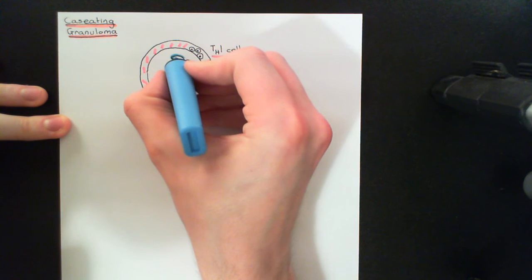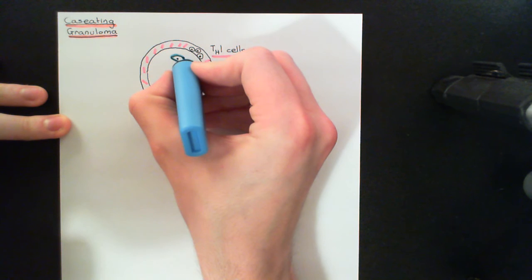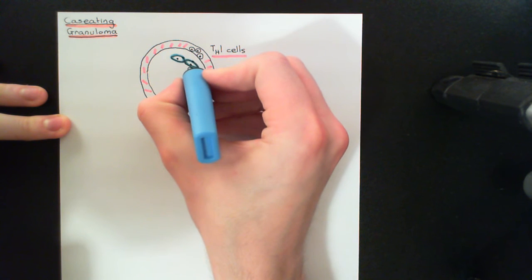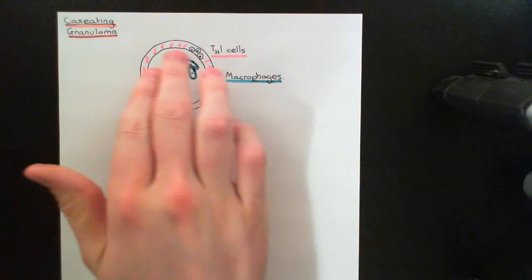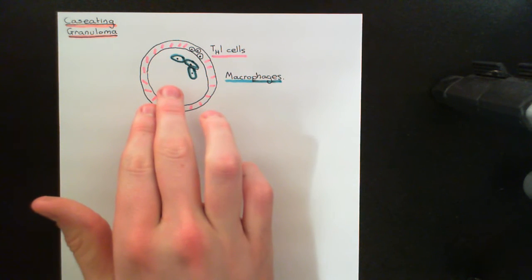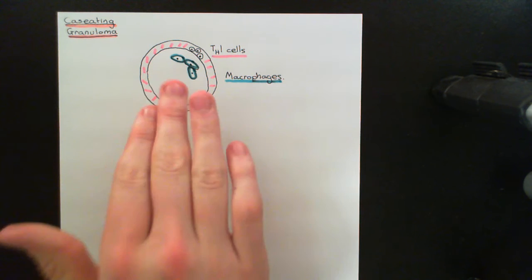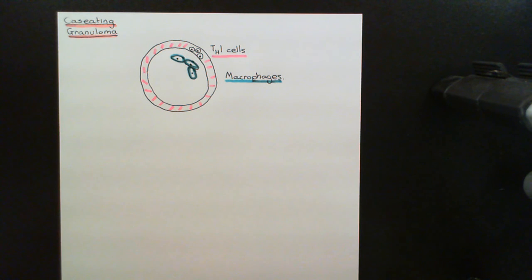So what's the purpose of this? Well, inside the core of the granuloma, you will have macrophages that are still grappling with the Mycobacterium tuberculosis, and these are likely to be right at the centre of the granuloma. So the macrophages in the core are going to be grappling with the Mycobacterium tuberculosis. So they'll have Mycobacterium tuberculosis cells inside their phagosome.